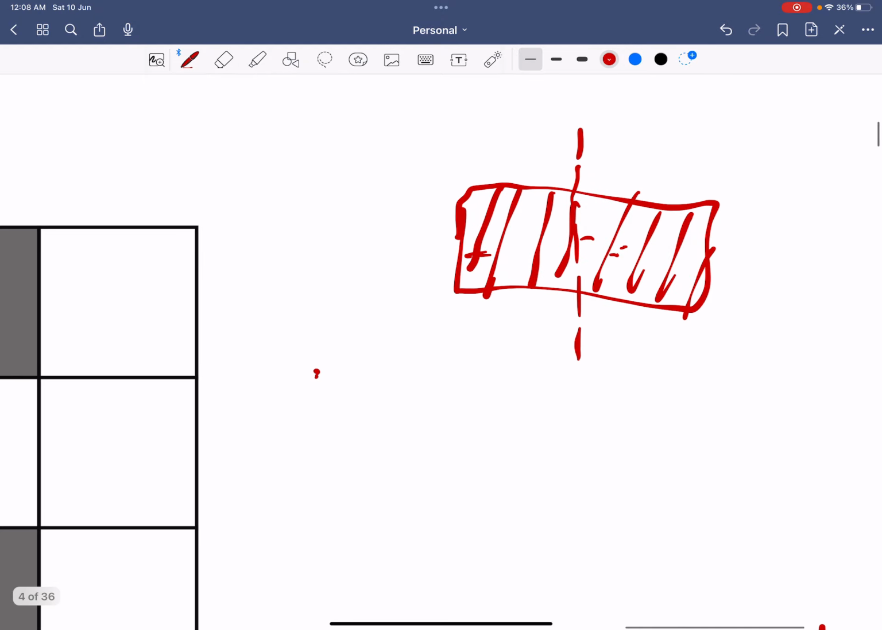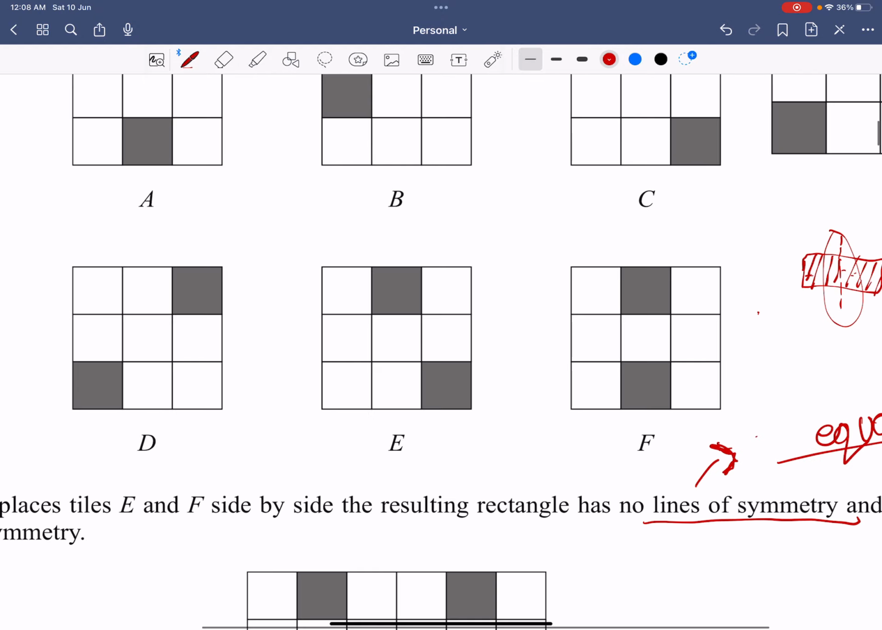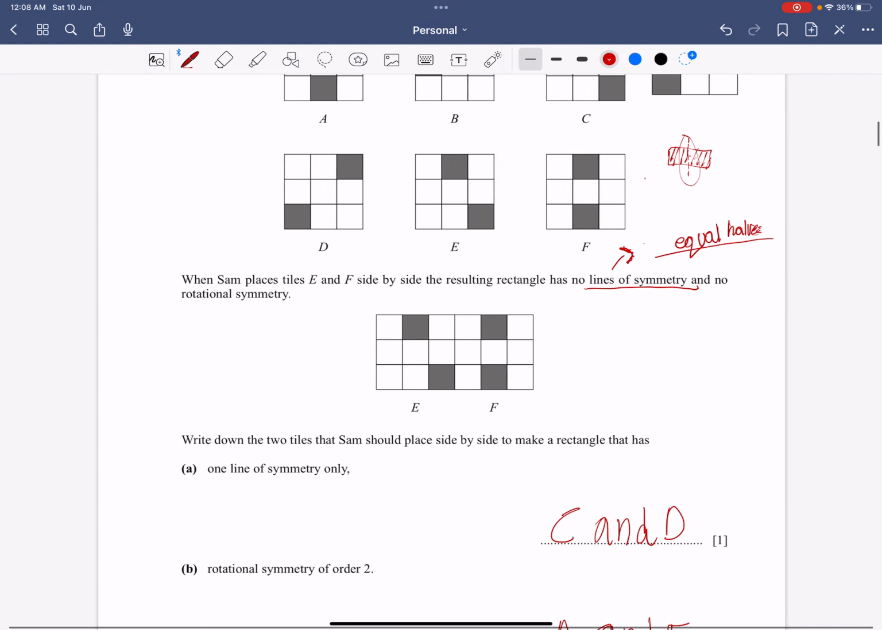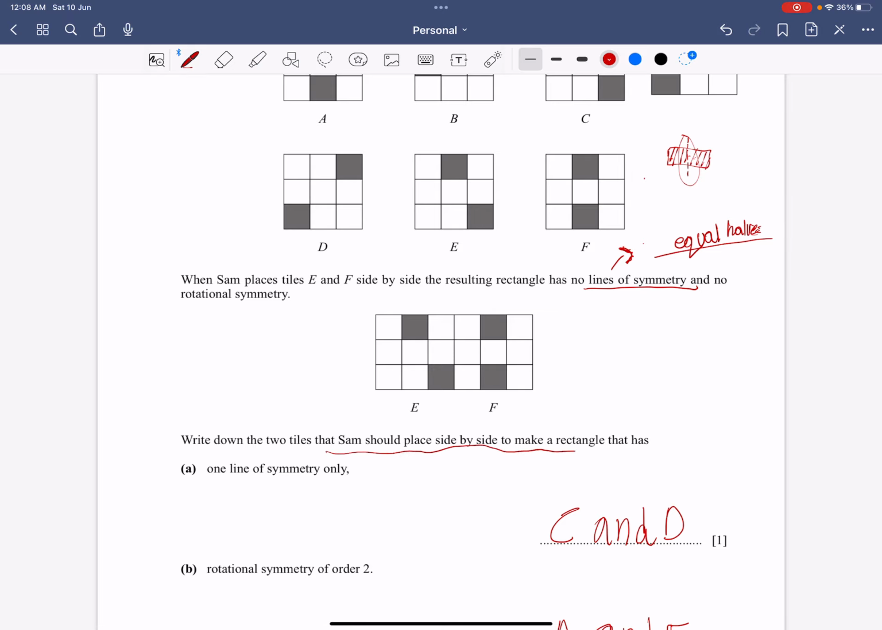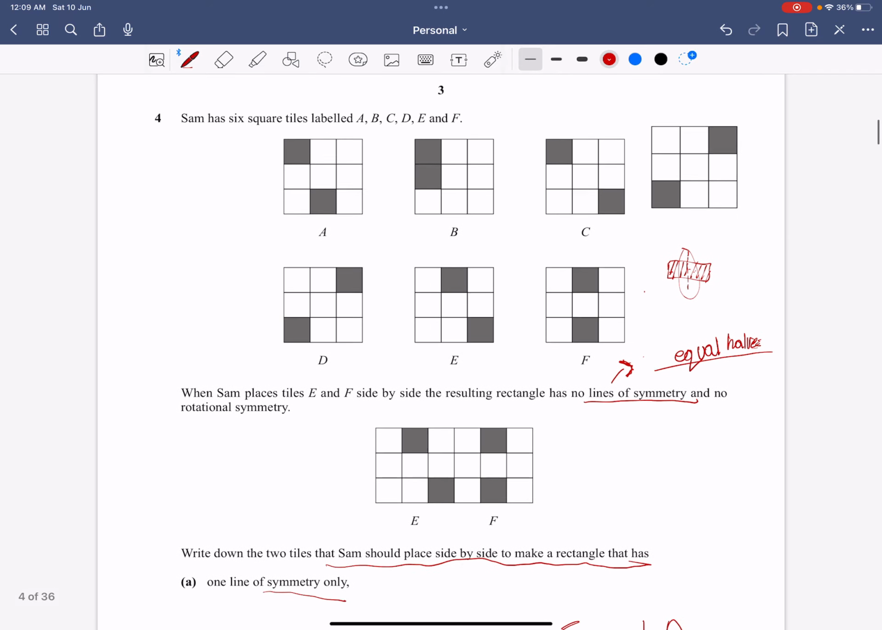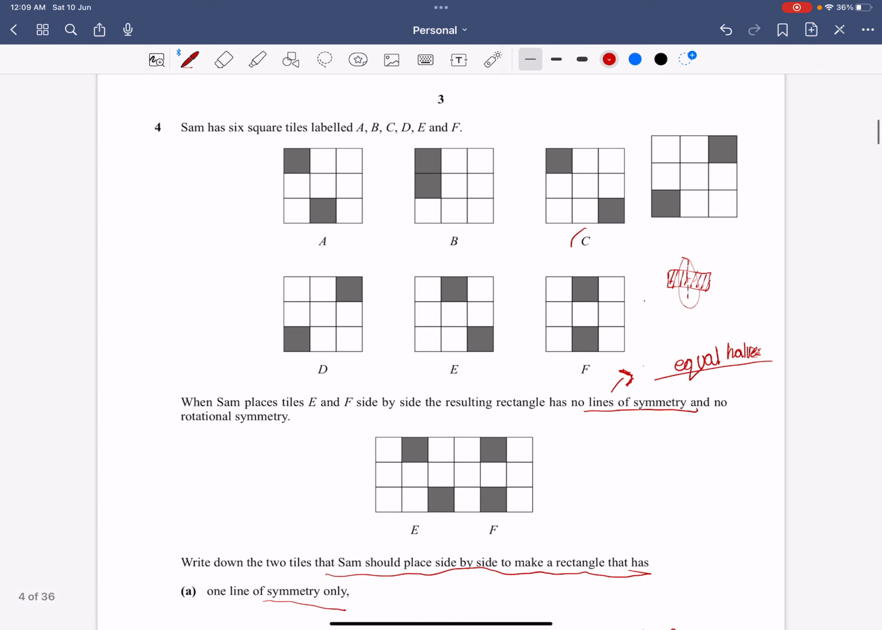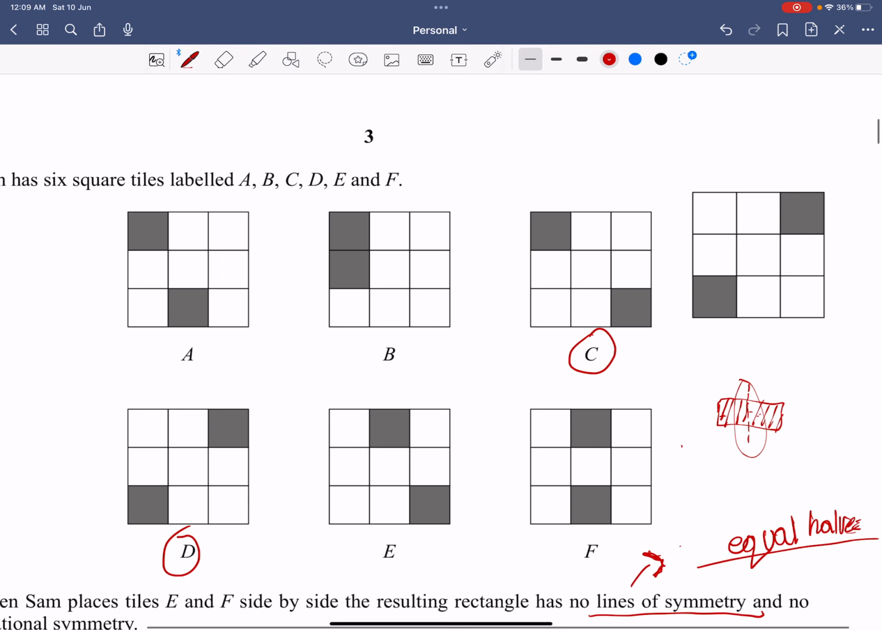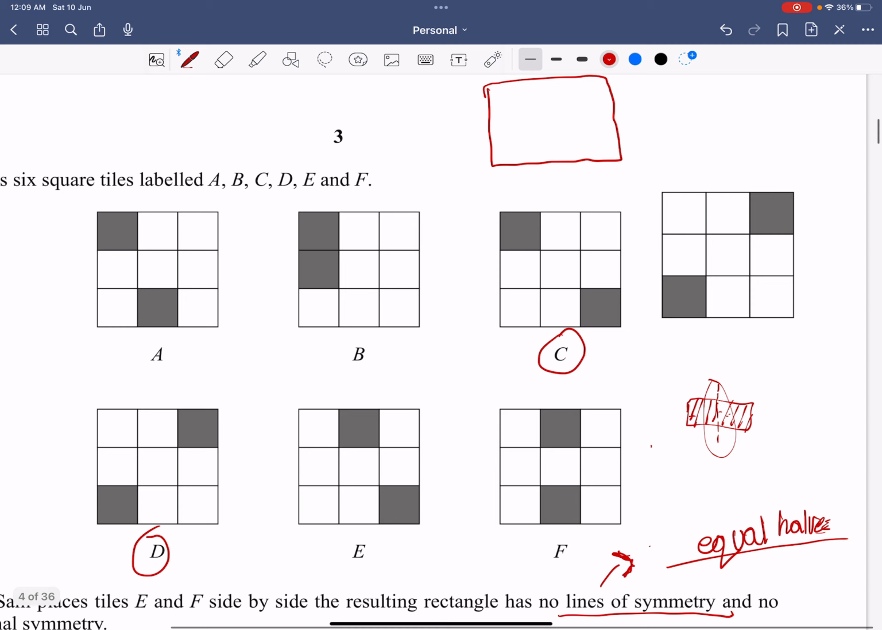So we need to identify how many lines of symmetry an object has when two tiles are placed side by side to make a rectangle that has one line of symmetry. So this is all a game of observation. If you can see C and D, if I join these two squares together, it will result in a rectangle. So let's make the two squares.